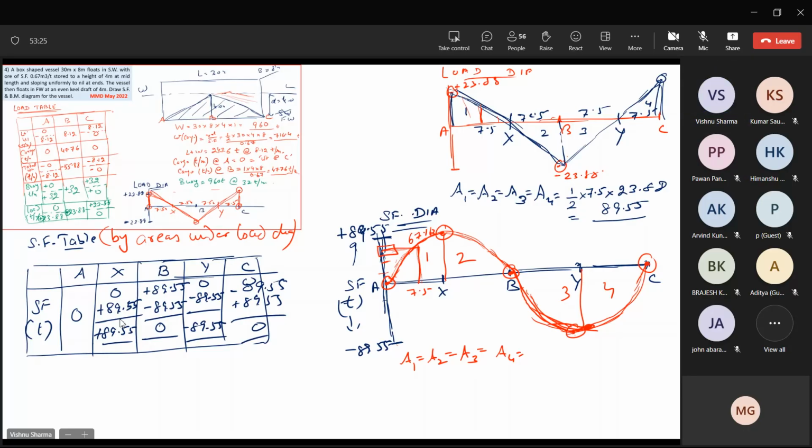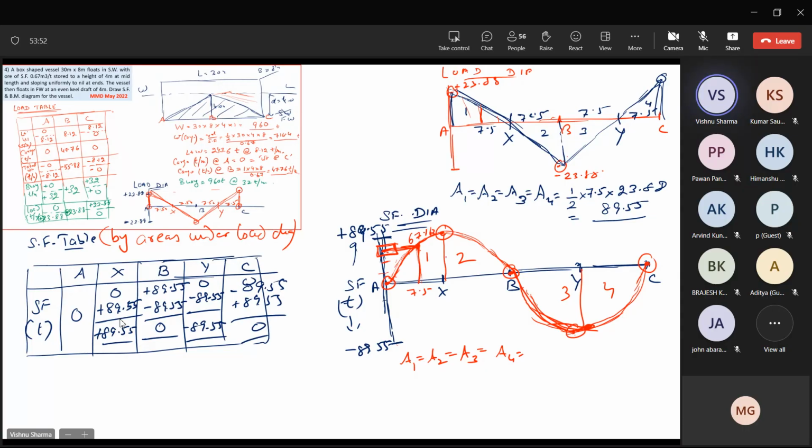Am I right? This middle ordinate, you have to read from the graph, or if you are thorough with it, you can get it as 75%, 67.163. Choice is yours. Okay, it will only slightly change the values. The shape of the SF BM diagram will not change, only the maximum value will change. That's all that will happen.